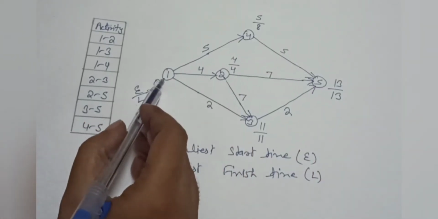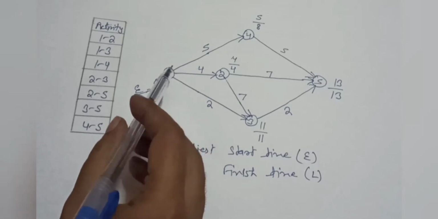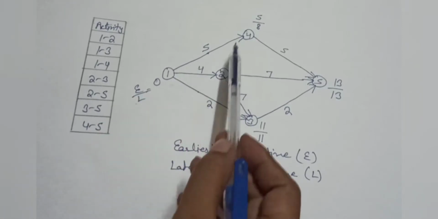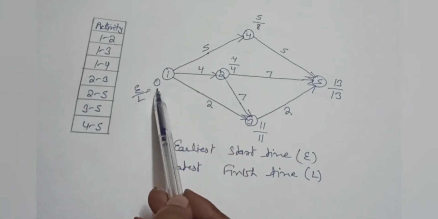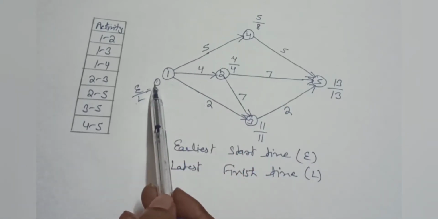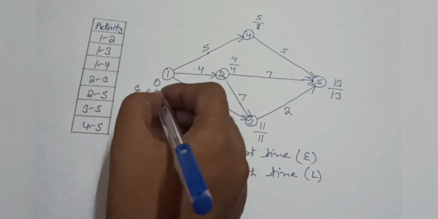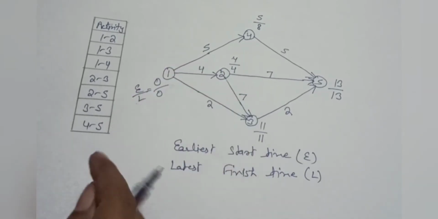Now we will calculate the L value for this node. Here we have 3 activities. So we will write the minimum of these: 8 minus 5 is equal to 3, 4 minus 4 is equal to 0, 11 minus 2 is equal to 9. So we will write 0 here because 0 is the minimum.